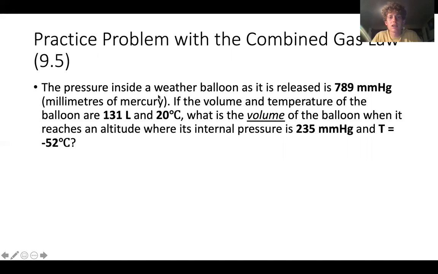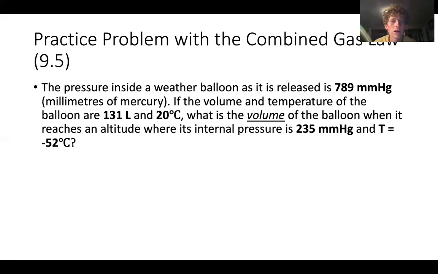It says the pressure inside a weather balloon as it is released is 789 millimeters of mercury. That's just units of pressure, same as standard atmospheres or pascals. And then it says, if the volume and temperature of the balloon are 131 liters and 20 degrees Celsius, what is the volume of the balloon when it reaches an altitude where its internal pressure is 235 millimeters of mercury and the temperature is equal to negative 52 degrees Celsius?